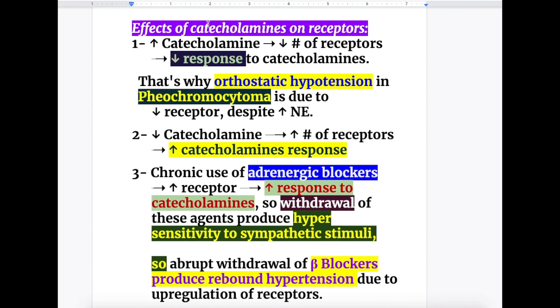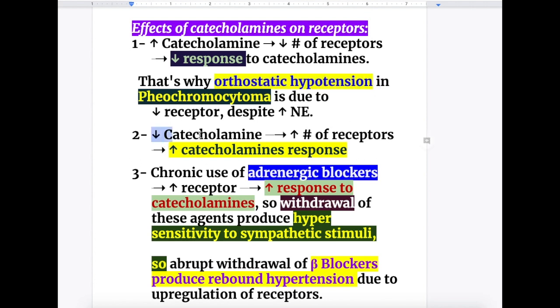Now, what are the effects of catecholamines on the receptors? Increased catecholamine causes a decrease in the number of receptors, downregulation. That leads to decreased response to catecholamines. That's why in pheochromocytoma, where there is increased production of noradrenaline, there is downregulation of the receptor, so that causes orthostatic hypotension in pheochromocytoma.